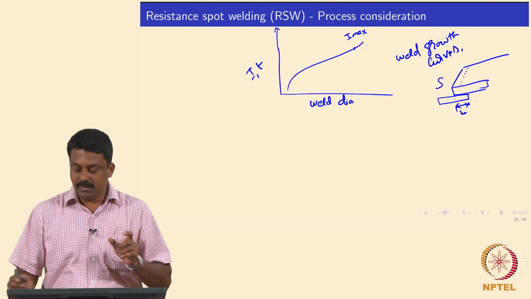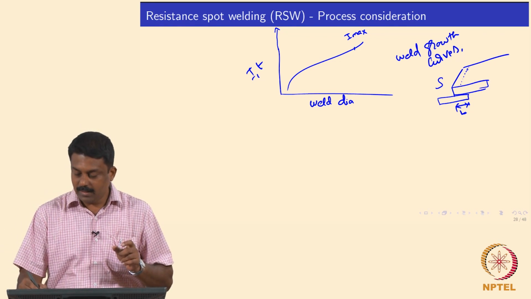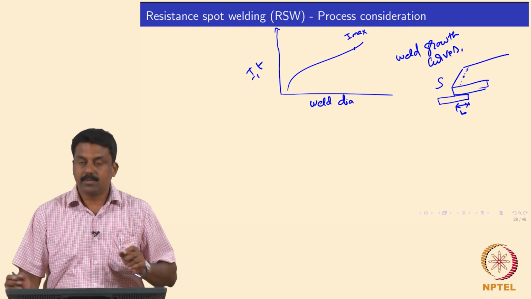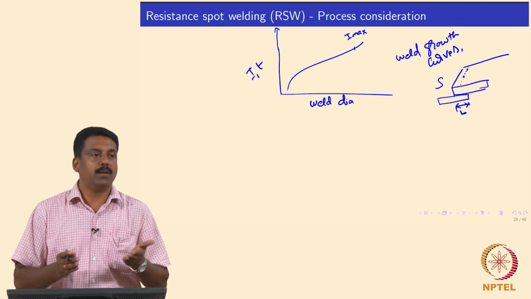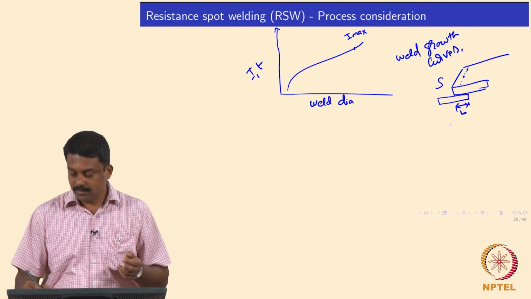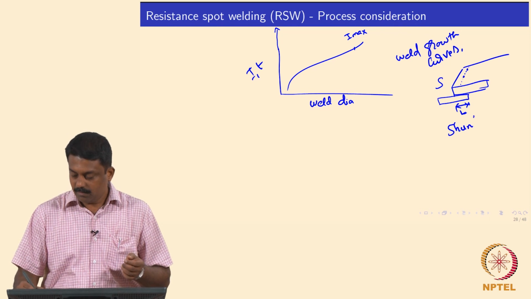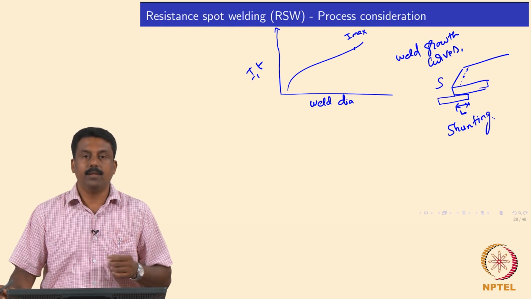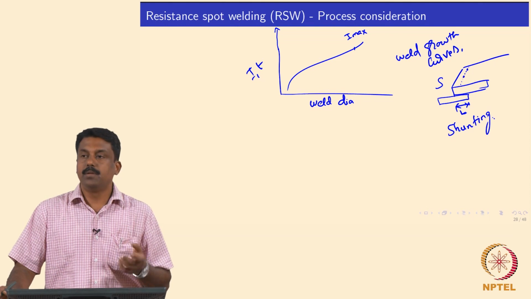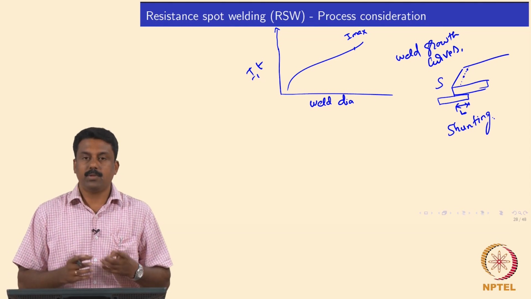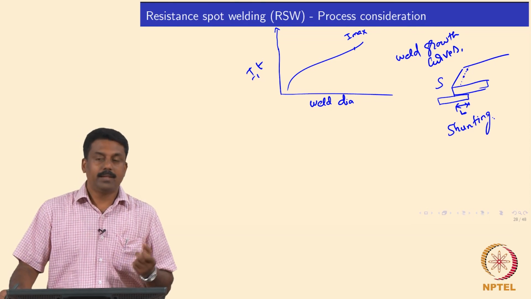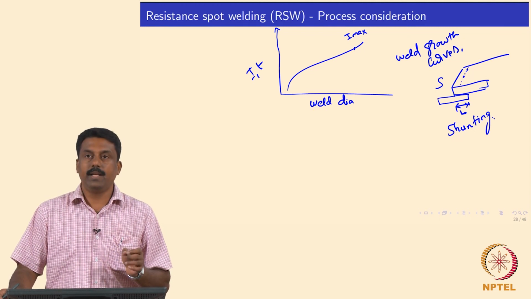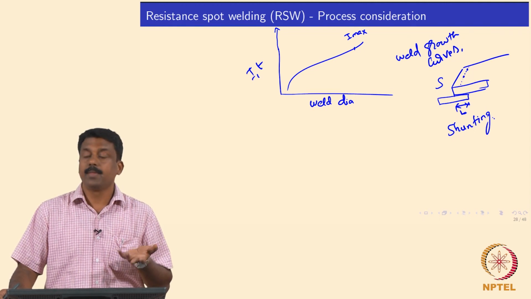So you will have to place the welds at half the distance of the total overlap distance. The distance between two welds, the S, is also very critical, because if you keep it too close, then you may have shunting, okay. Shunting we will see in this class: what is shunting, why it is problematic, and why it is important to analyze the minimum distance so that you do not have a shunting effect, okay.